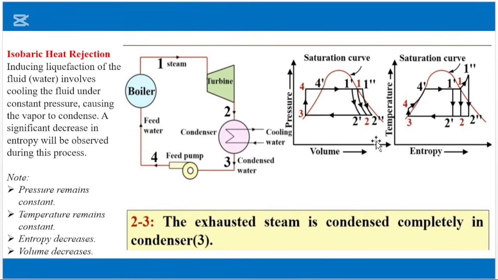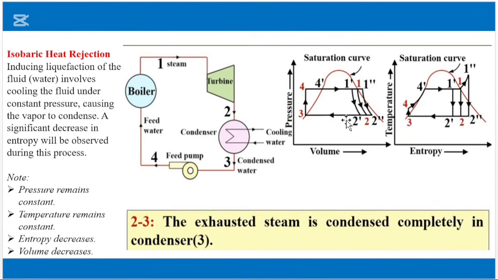Whenever condensation happens, the vapor condenses back into liquid. Initially the vapor was occupying a major space, so when it becomes the liquid, the volume decreases. Therefore you can see 2 dash or 2 dash dash drastically decreasing the volume. But because it is happening at constant pressure, you will not see an increase or decrease in the pressure.